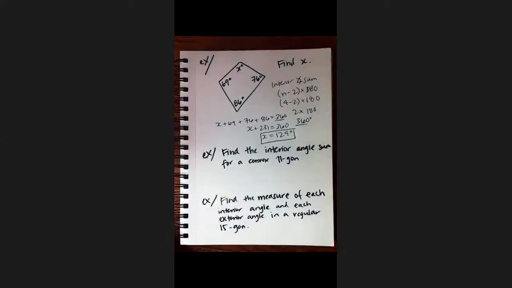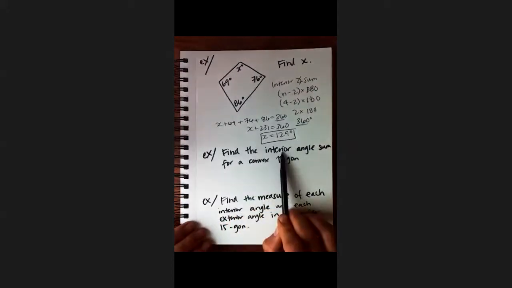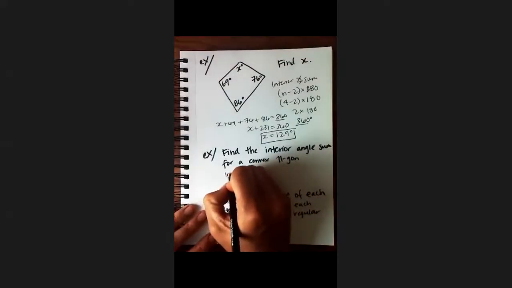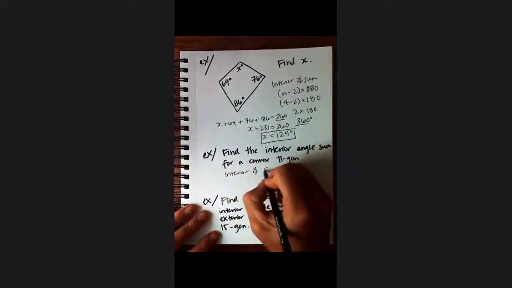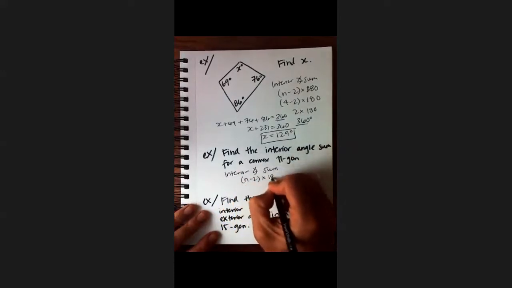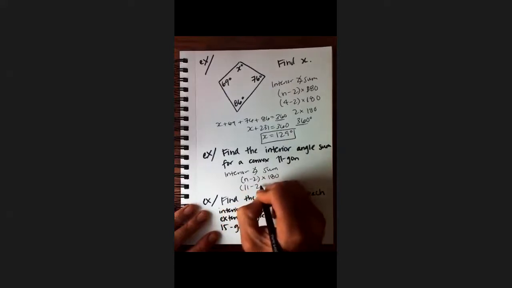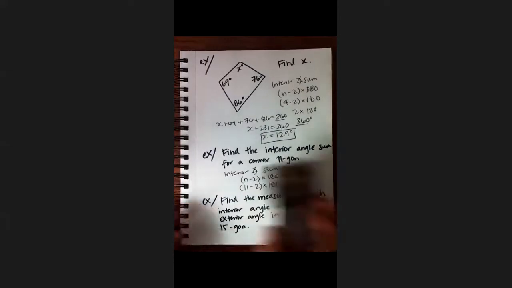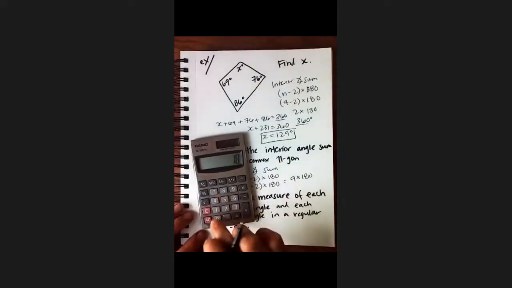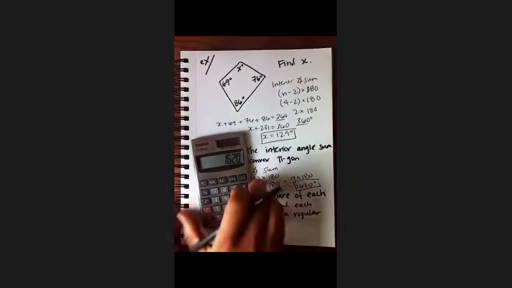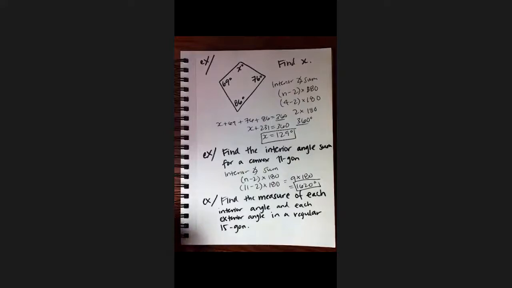Let's get into our second example for today. We are asked to find the interior angle sum for a convex 11-gon. What this means is that we have an 11-sided polygon, and we want to use our interior angle sum to find what those angles will all add up to. Ms. Akin plugged 11 in for our number of sides. We get 9 times 180, and when we solve, we find the sum of those interior angles, which will be 1,620 degrees.